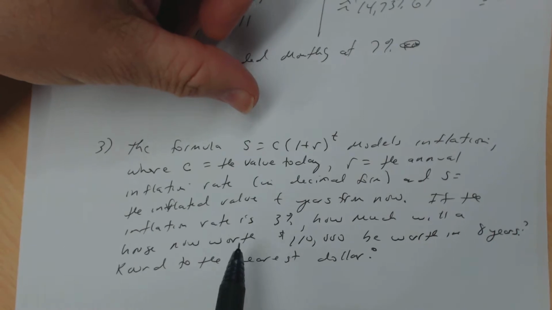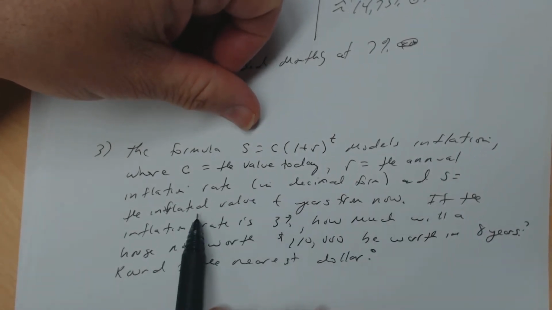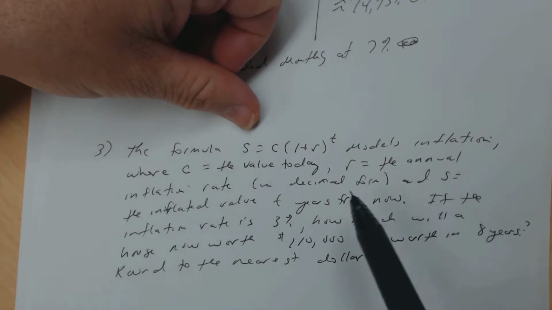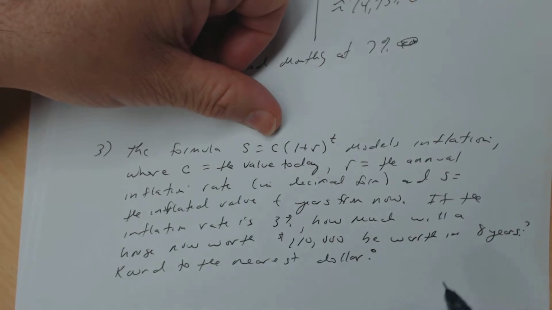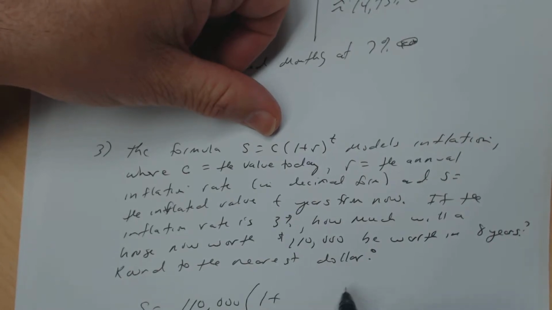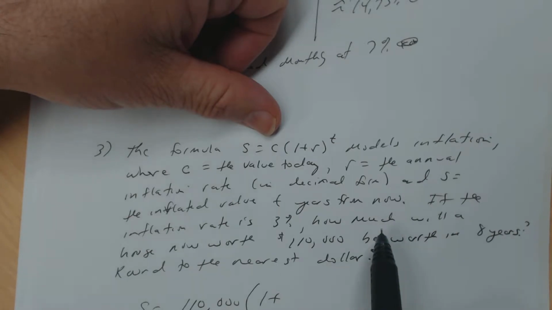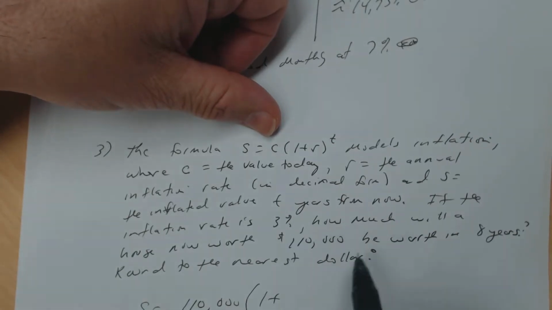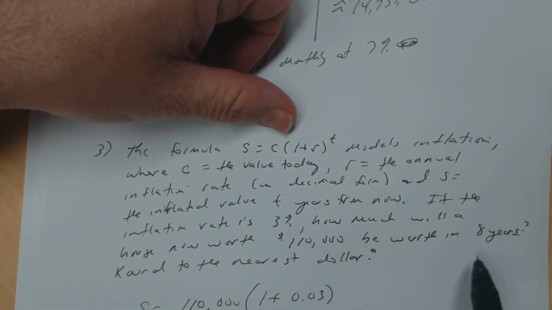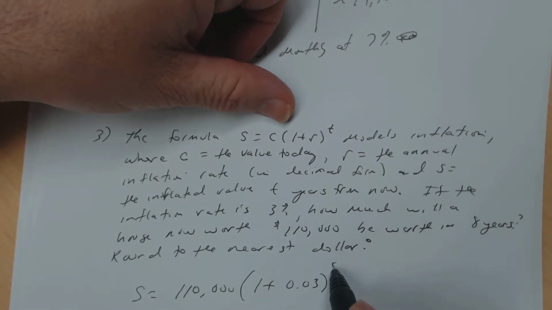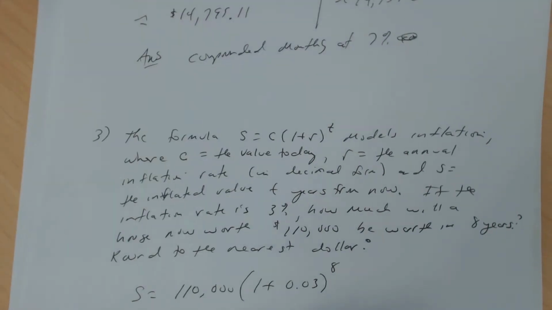Remember, S is the inflated value T years from now, so that's what you're looking for. C is the value today, so that's the $110,000. So S equals $110,000 times (1 plus R), where R is the annual inflation rate, which is 3%. As a decimal, that's 0.03, raised to the T power. T is years from now, so this is 8 years from now. So T is 8.